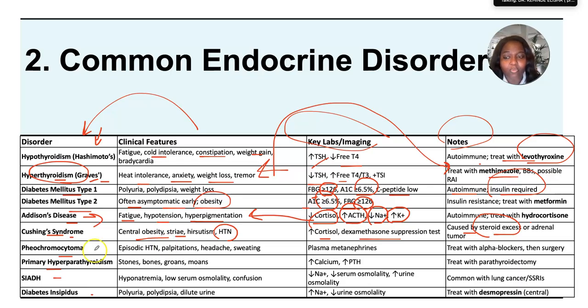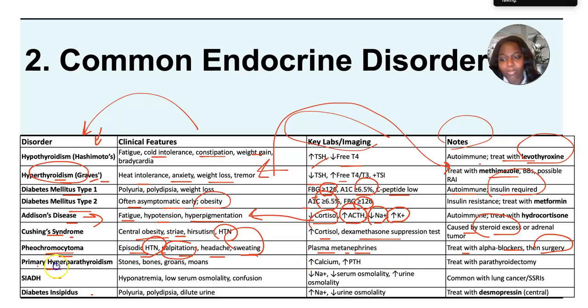All right. What about pheochromocytoma? Episodic hypertension, palpitations, headache, sweating. This is a big deal. Okay, something that must be picked up. Episodic hypertension, palpitations, headache, and sweating: pheochromocytoma. What labs do we need? Plasma metanephrines. You got to treat with alpha blockers and then surgery.